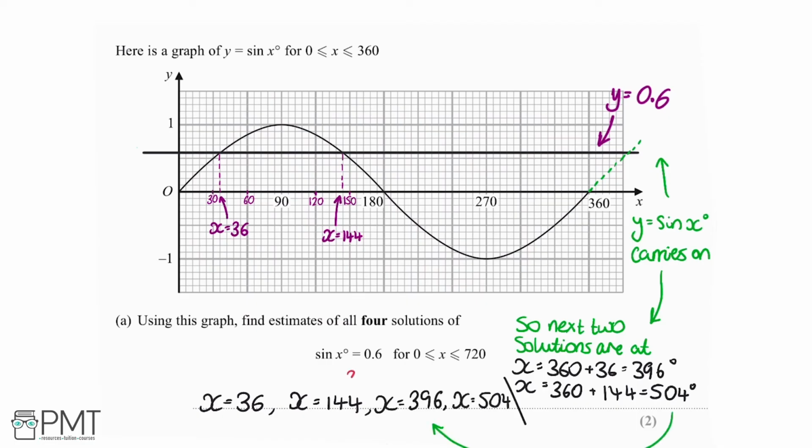And we get 2 marks if we get all of those. And because this question is reading off from a graph, we have a bit of leeway in our answer. So if in your answer you got a degree above or below these answers, that's okay as well.